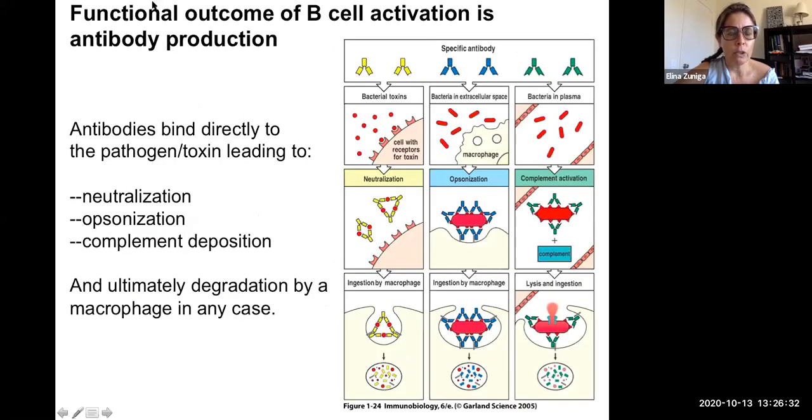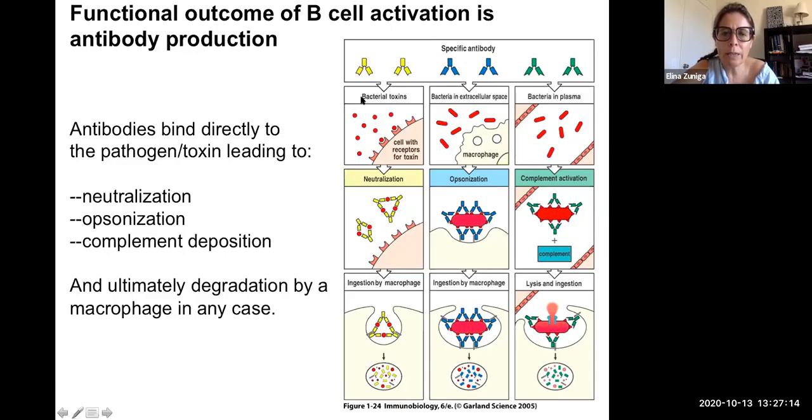Okay, so the functional outcome of a B cell activation and the formation of an effector B cell is antibody production. And we just said that the effector B cell is a plasma cell, which is an antibody factory. And so these antibodies will be secreted, because remember, antibodies are the soluble form of the BCR. They will bind directly to the pathogen ligand or toxin ligand, and they will lead to neutralization of the pathogen as depicted here.